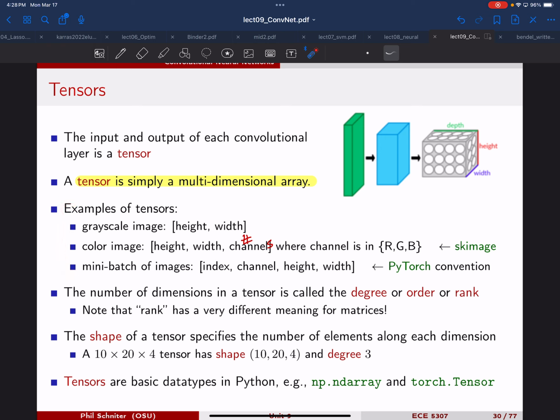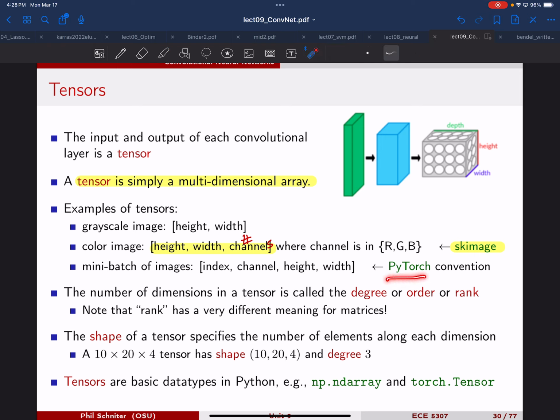Now, different frameworks or libraries will want to see the data arranged in different ways. And if it's not arranged in the way that it expects, it will do the wrong thing. So notice here, when we talk about color images, I'm saying that the first 2 dimensions are height and width, and the last dimension is channel. But that is true for skimage, that library, but it is not true for PyTorch. PyTorch wants you to do it in a different way.